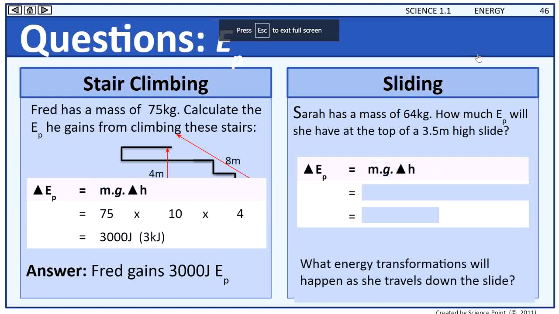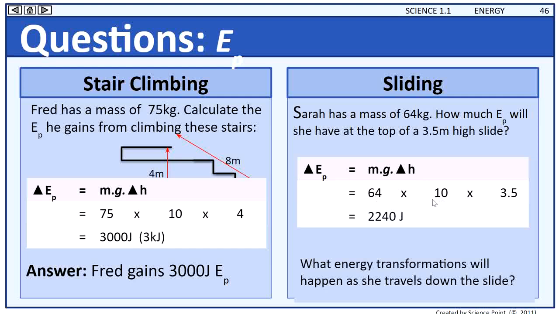We're going to skip across to the right-hand side here to this one here, the sliding. So Sarah has a mass of 64 kgs. How much potential energy will she have at the top of a 3.5 meter high slide? Well, her mass, 64, gravity is always 10, and the height is 3.5. So we go 64 times 10 times 3.5. She has 2,240 joules of energy at the top of the slide.